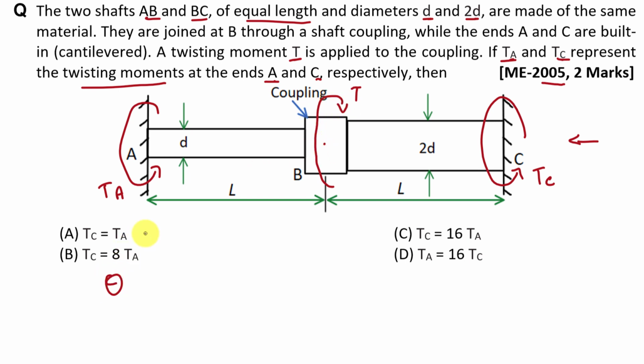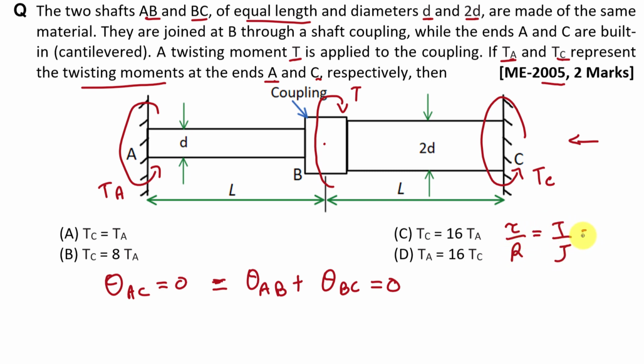Now we know that total deformation between A and C is 0, right? Because both the ends are fixed, and we know that theta AC is equal to theta AB plus theta BC, right? Because both the shafts are in series connection. We know the torsion equation tau by R is equal to T by J is equal to G theta by L. Fine. And here by comparing these two terms we can find out value of theta. The equation of theta is TL by GJ, right?